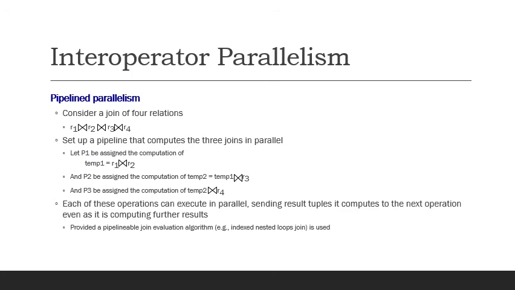P2 can use those tuples that are available to begin computation of temp1 join R3 even before R1 join R2 is fully computed by P1. Likewise, as P2 computes tuples in R1 join R2 join R3, it makes these tuples available to P3, which computes the join of these tuples with R4.